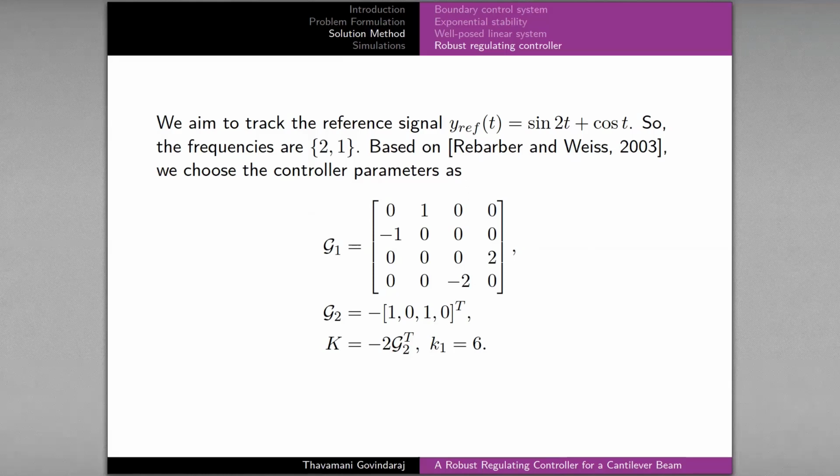Here we consider a particular reference signal sin 2t plus cos t for robust output tracking of the beam system. So the frequencies are 2 and 1. And based on Reberber and Weiss, the controller parameters are chosen by these matrices. Here G1 contains internal model. That is, it contains the frequencies from the reference signal. And the other parameters are chosen such that the closed loop system is exponentially stable.